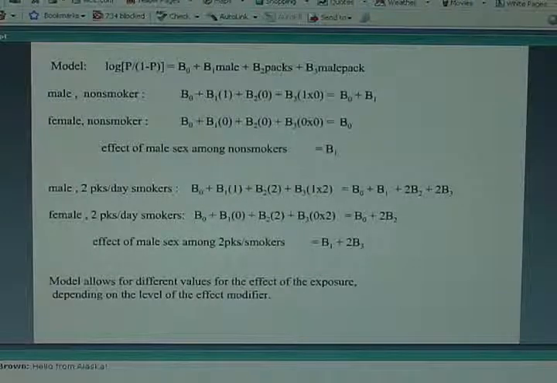Subtract the bottom equation from the top, and we see the effect of male versus females among 2-pack-a-day smokers is not B1, but it's B1 plus 2 times B3. So if B3 were non-zero, this model is going to tell us that the effect of male versus female depends on what type of smoker you're talking about. If you're talking about males and females who are non-smokers, that's what the B1 term means. But if you're talking about 2-pack-a-day smokers, not just B1, it's B1 plus 2 times B3.